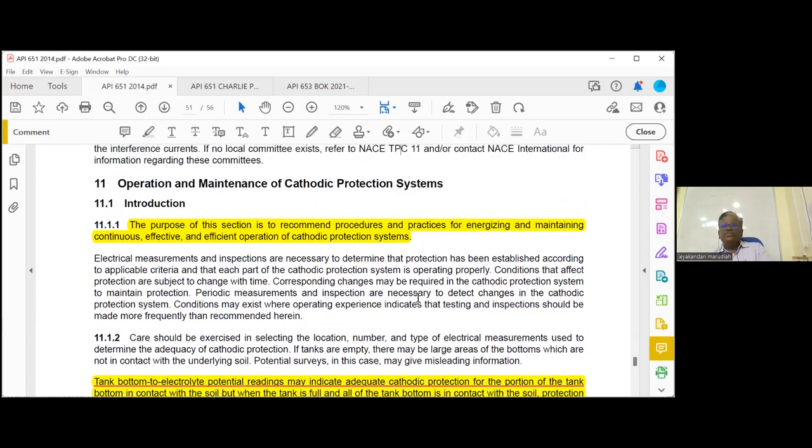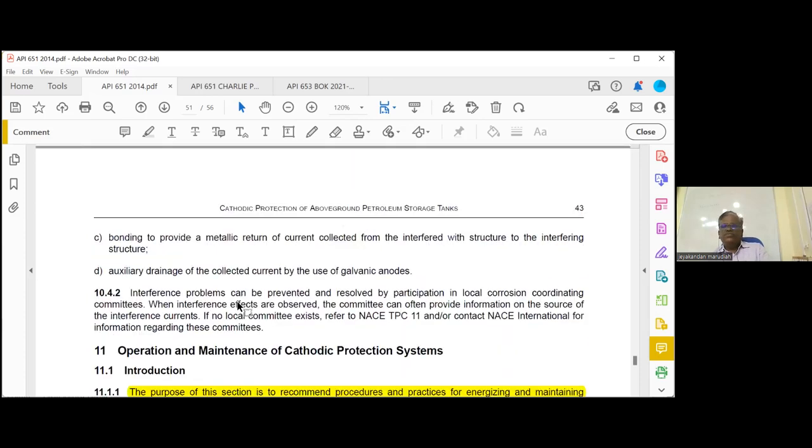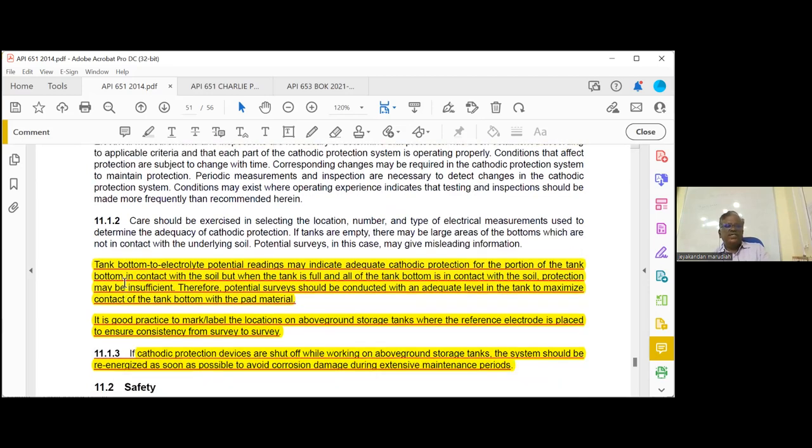Operation and maintenance of cathodic protection system, 11.1.2, page number 43. Highlight the second paragraph. Tank bottom to electrolyte potential readings may indicate adequate cathodic protection for the portion of the tank in contact with the soil, but when the tank is full and all the tank bottom is in contact with the soil, protection may be insufficient. Therefore, potential survey should be conducted with an adequate level in the tank to maximize the contact. So when you are using this reading, the tank should be in the filled condition. You should not take the reading in the empty condition. Empty condition, what is the problem? Some of the tank bottom may not be in touch with the soil.